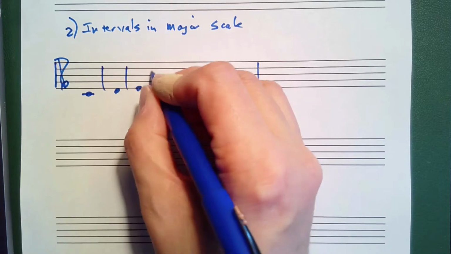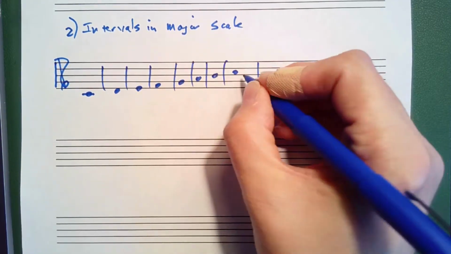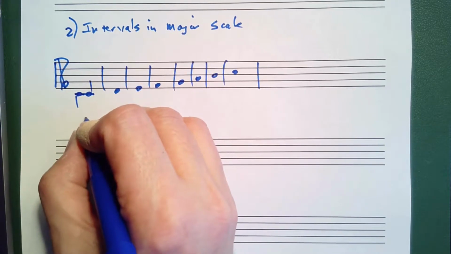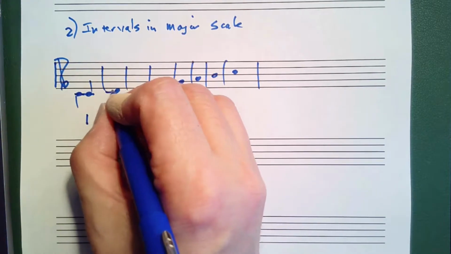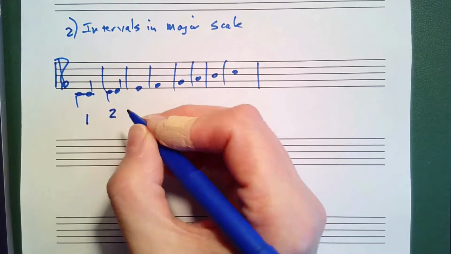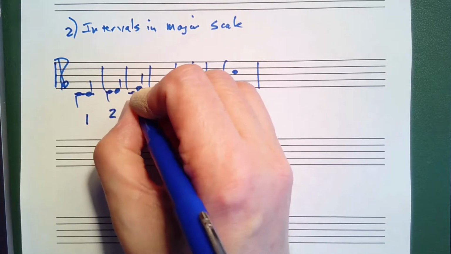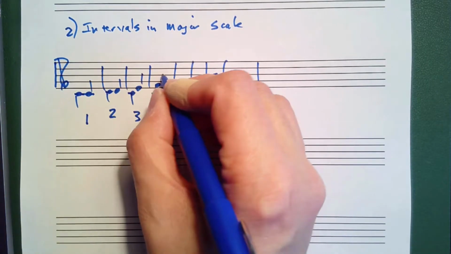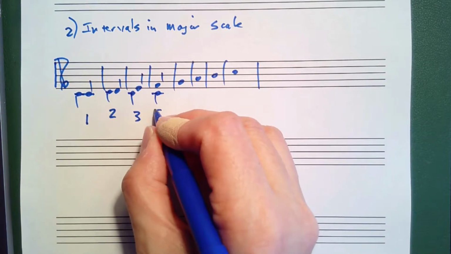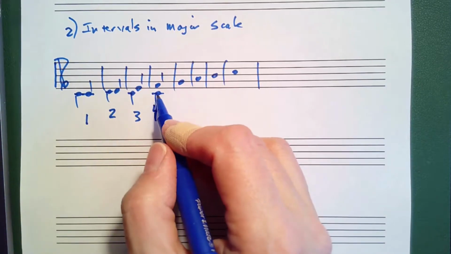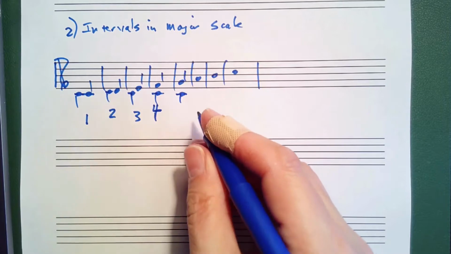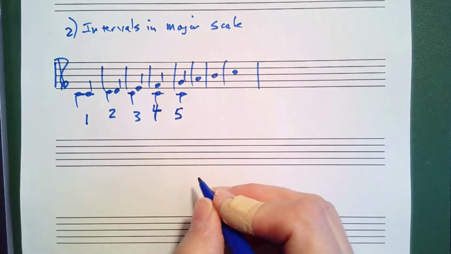So, from C to C is a unison, or a 1. From C to D is a second. From C to E is a third. From C to F is a fourth. C, D, E, F. From C to G, C, D, E, F, G is a 5.